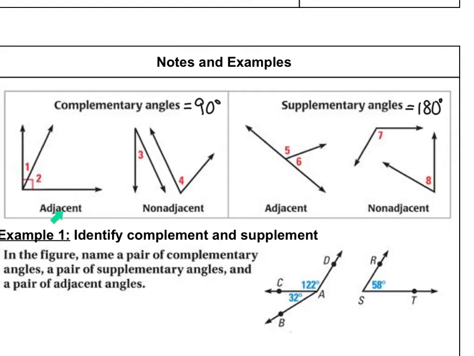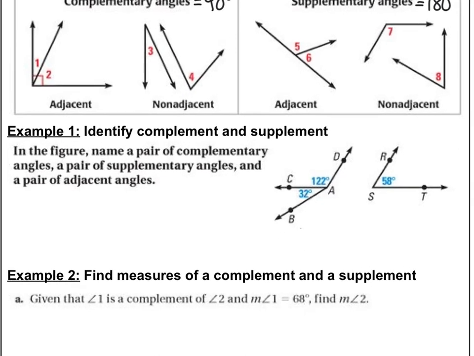Now, what they mean here by adjacent and non-adjacent, adjacent means they share the same vertex. Non-adjacent means they don't. So they may be separated or somewhere else. Okay? So let's take a look at complementary and supplementary angles.